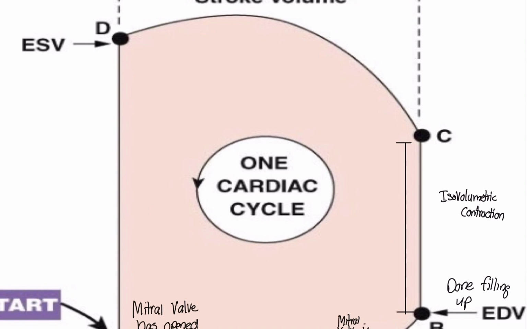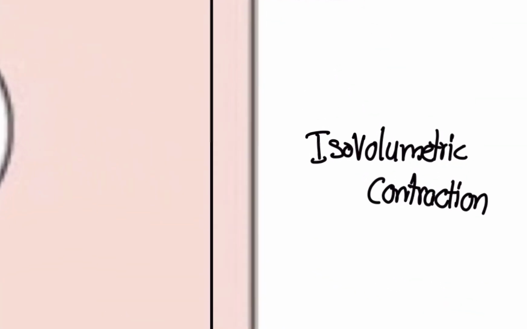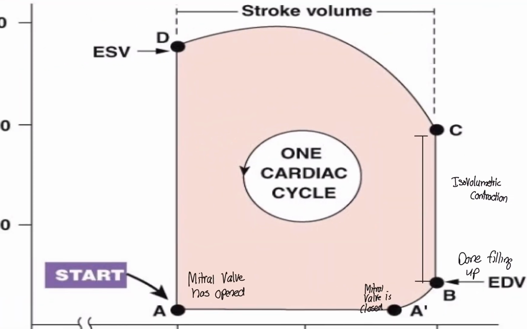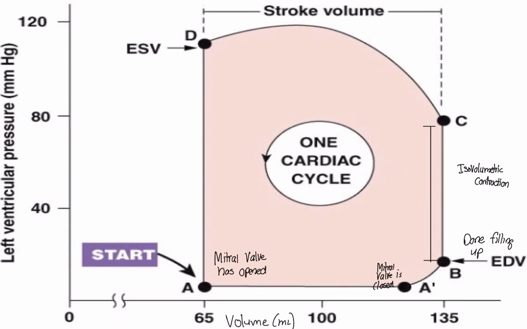The reason it's called isovolumetric contraction is, let's break down the word. What does it mean? Iso means same. Volume is volume of blood. And metric is measure. It's the same volume of blood, but we are contracting. So what is going on is that the left ventricle is contracting, but no blood is leaving yet, because the aortic valve, to actually get to the aorta, which is the next step, is closed.